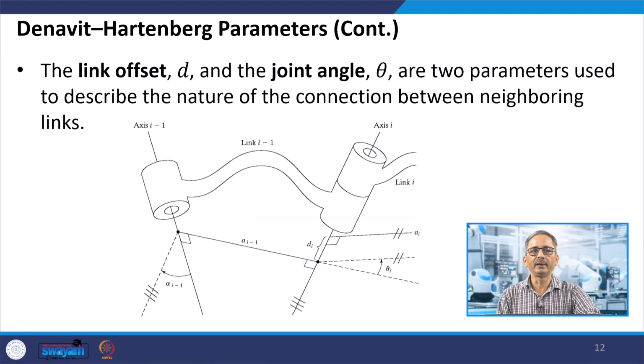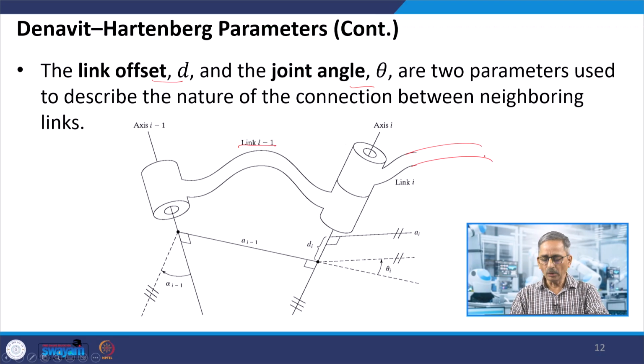Next, let us define the link connection. That is defined with the help of two parameters, the link offset d and the joint angle theta. Suppose this is my link i minus 1, and I have another link here, link i. This is the perpendicular distance between axis i and the next axis over here, that is a i. The distance along axis i between this a i and a i minus 1, that is what we call d i, and that is defined as the link offset.